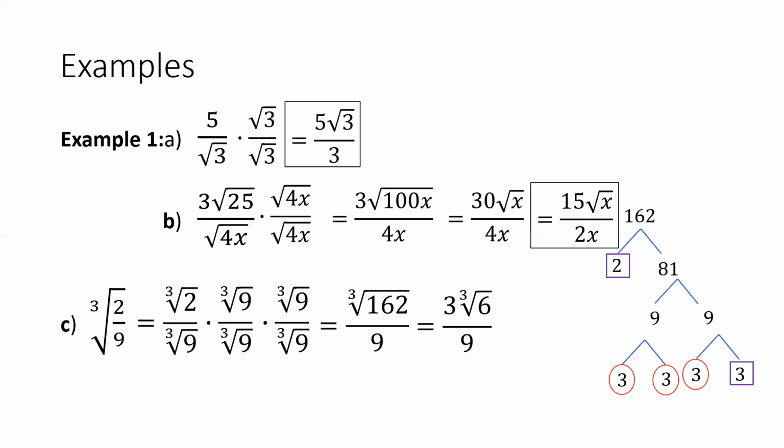And then 3 divided by 9 does simplify. 3 fits into both of those numbers, so it would reduce to 1/3. And instead of leaving that 1 in front of our cube root of 6, he's invisible, so we just leave it as the cube root of 6 over 3.